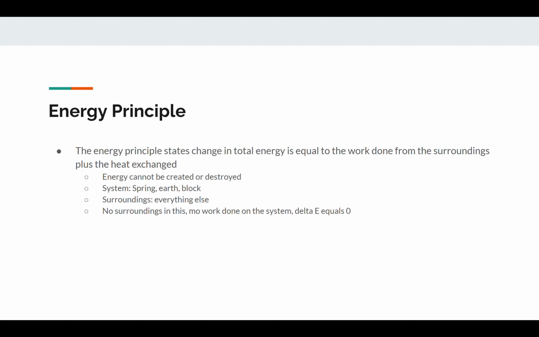Alright, and the big thing is the energy principle. It's going to state that the change in total energy is equal to the work done from the surroundings plus the heat exchanged. Some things to remember for this is that energy cannot be created or destroyed. The defined system is the spring, the earth, and the block. Surroundings are everything else, but since the system includes the spring, the earth, and the block, the earth kind of encompasses everything, right? There's no surroundings, so no work is being done, so delta E will equal 0. That's just defined off rip.